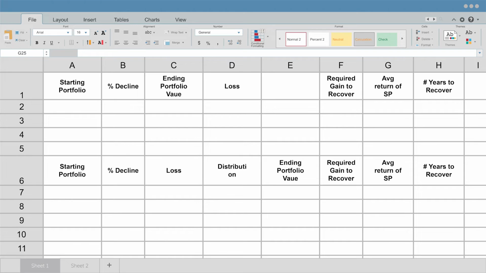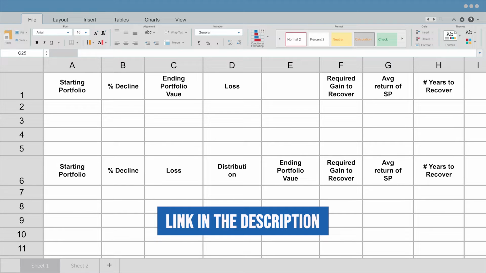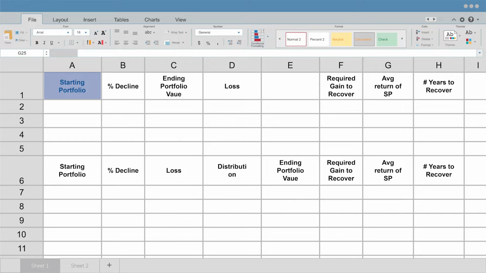Okay, so this is a simple model that has some formulas in here, and I'm just going to explain how this works. Again, I'll put this in the description so anybody who wants to can come in here and change the starting portfolio value or change the percent decline so you can start to understand and maybe put your own portfolio amounts in here and forecast how much a loss is going to affect your portfolio.